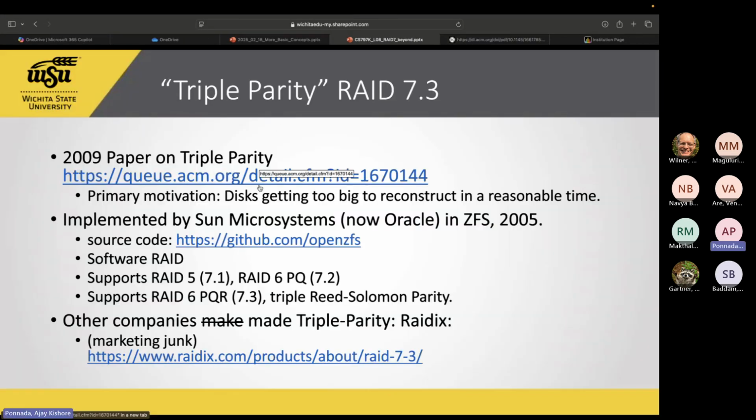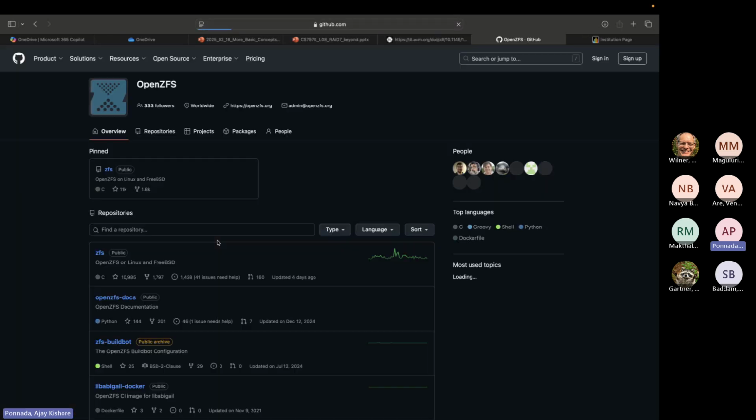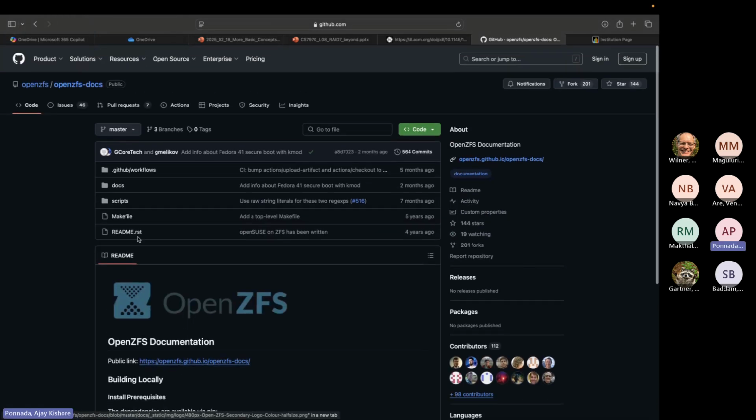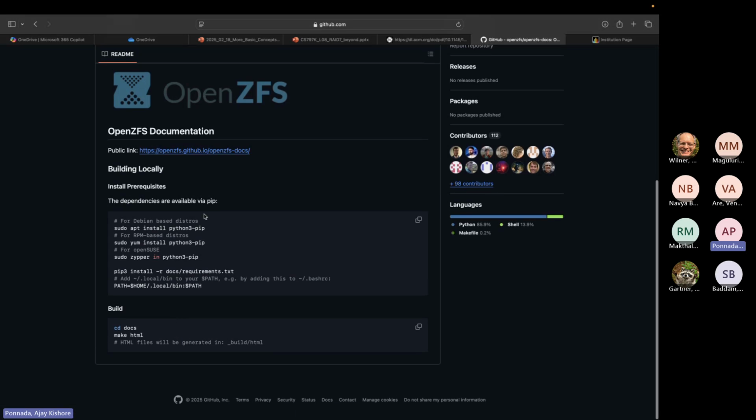This was implemented by Sun Microsystems in their ZFS file systems in 2005. This is the source code we got. I can open the GitHub link, the OpenZFS source code, which is public, and you can go through it.